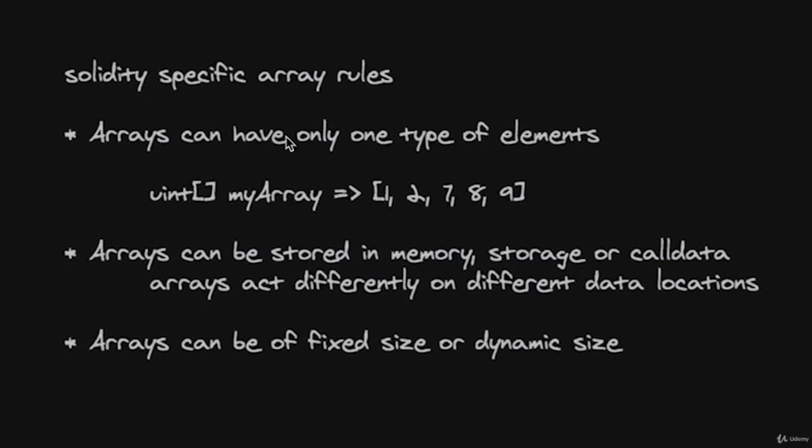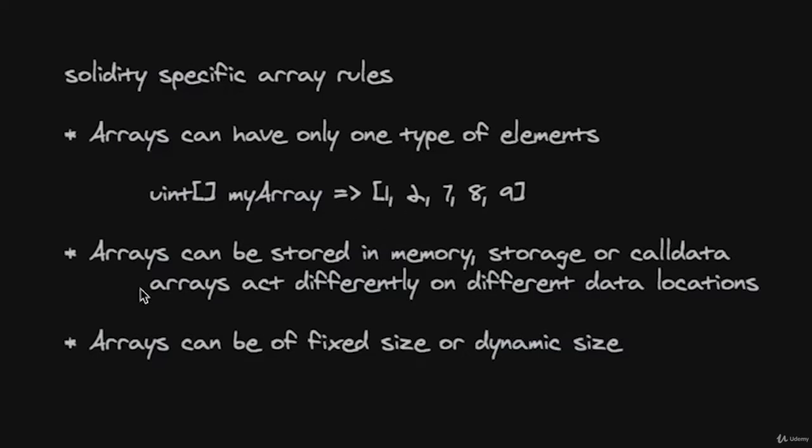It can have only one type of elements. For example, if you declare the array as unsigned integer, then all the elements of this array have to be unsigned integers. You cannot mix and match unsigned integers and strings, like what you can do in JavaScript.